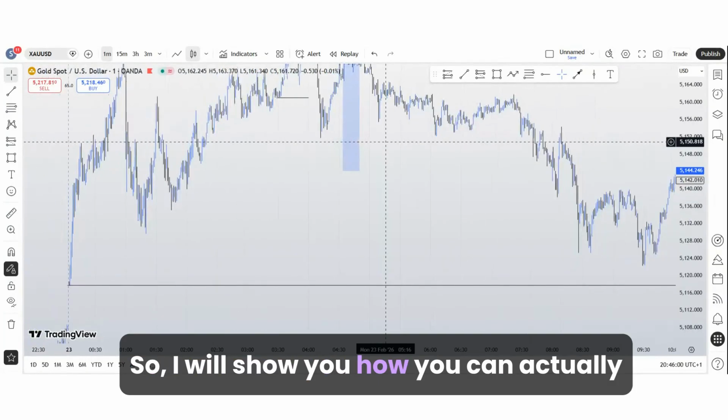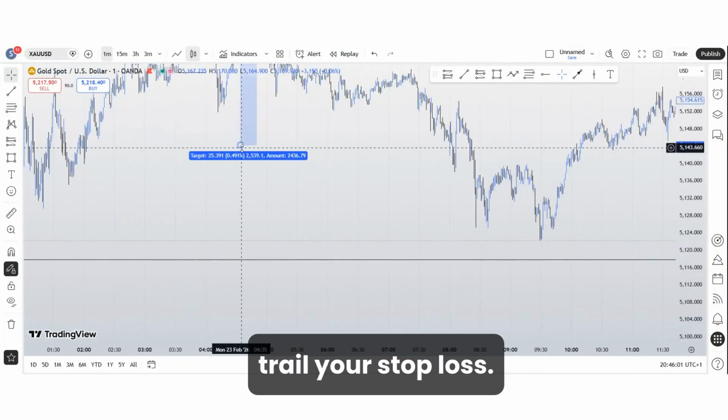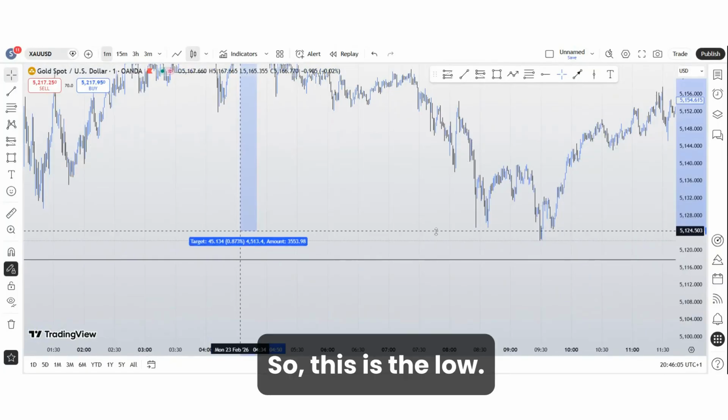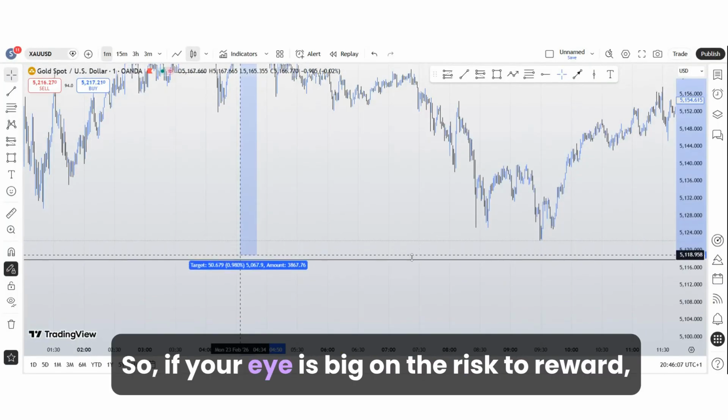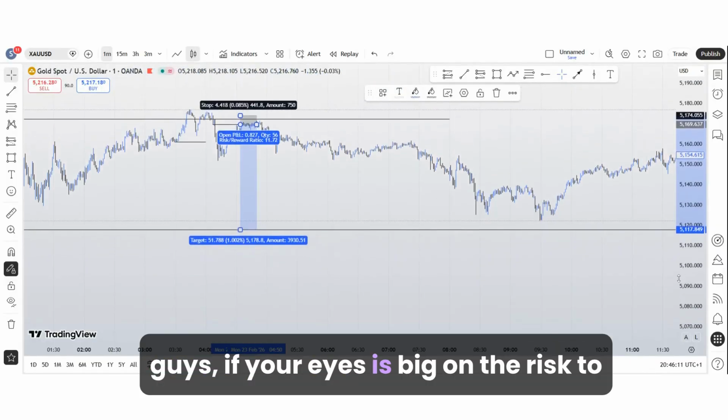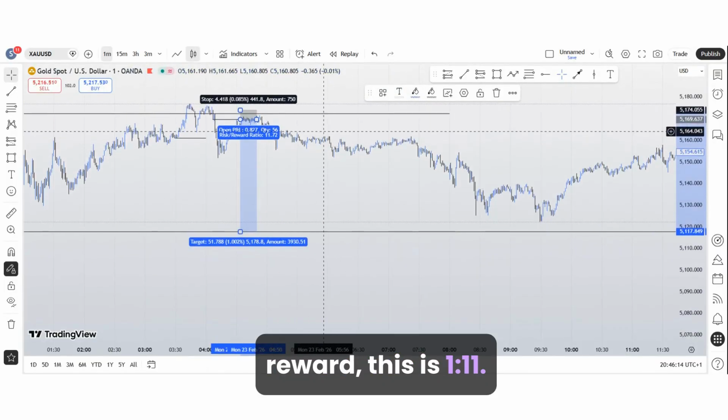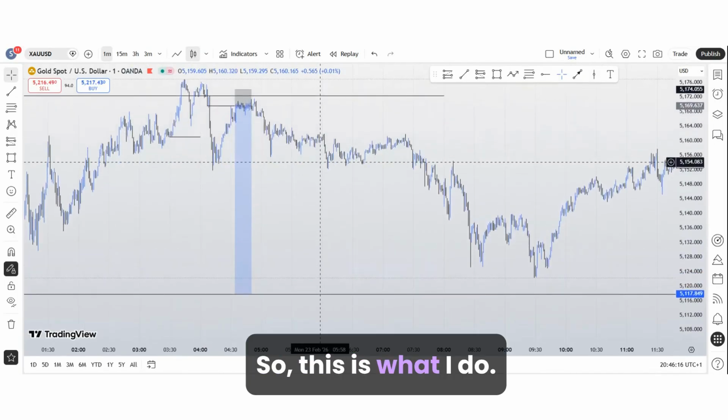So I will show you how you can actually trail your stop loss. So this is the low. If your eye is big on the risk to reward, guys, this is 1 is to 11. So this is what I do.